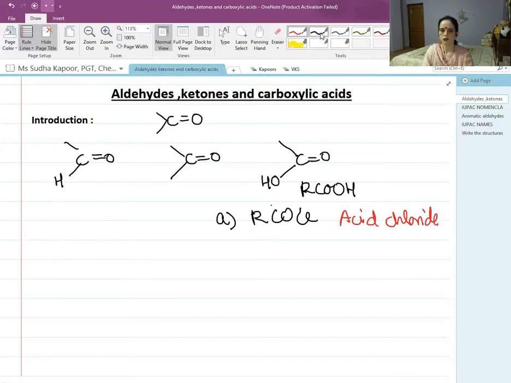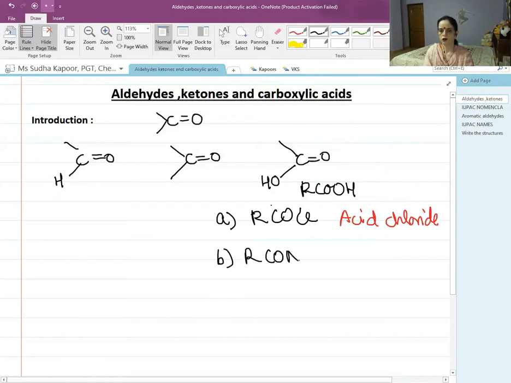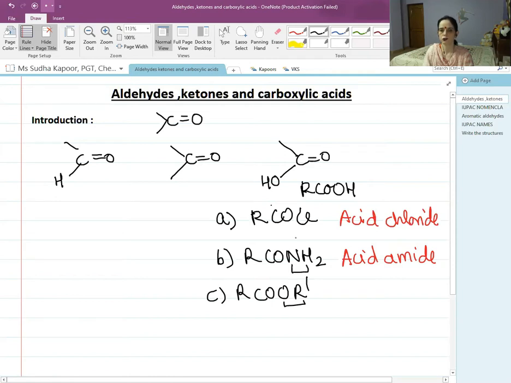The other derivative we consider here is RCONH2, where the OH is replaced by NH2. We call it acid amide. Now in the third case, RCOOR', where the group is OR'. In the earlier cases it was NH2 and Cl. We can use other halogens also. Now when we talk about RCOOR', what it becomes is an ester.